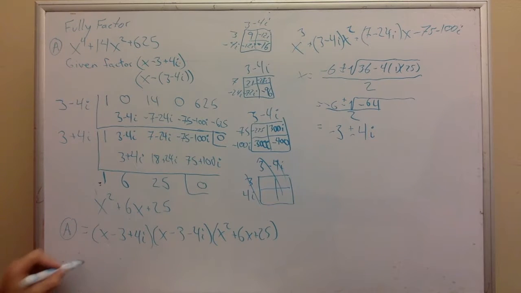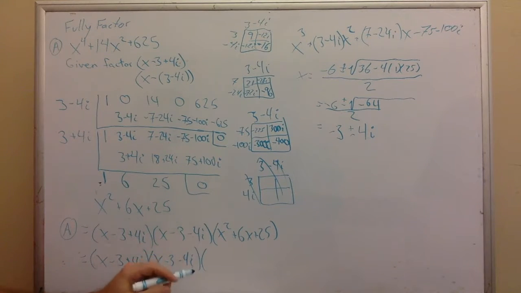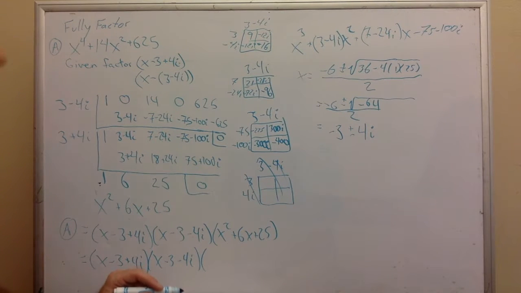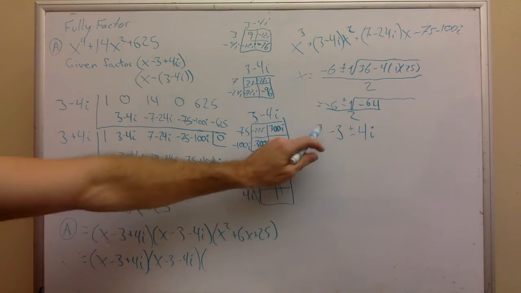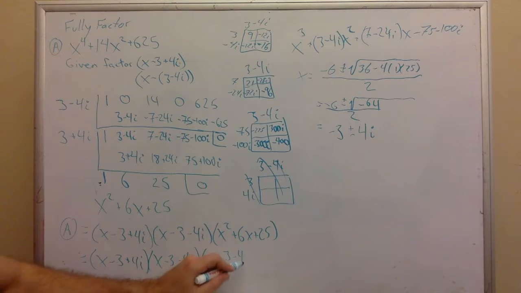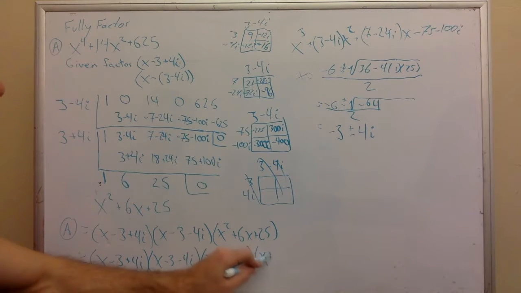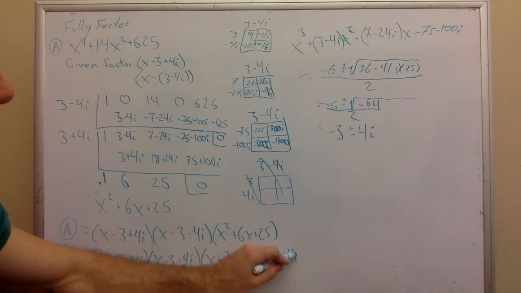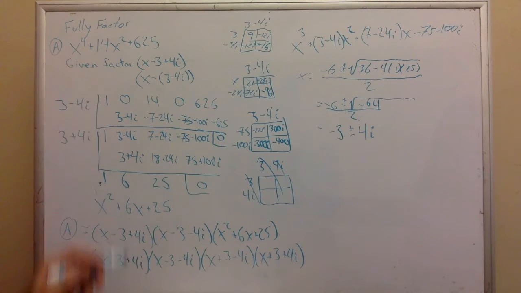Alright, so that tells me overall then I should get x minus 3 plus 4i times x minus 3 minus 4i times x, so it would be x minus these things, so that would mean x plus 3 minus 4i and x plus 3 plus 4i. And now I've fully factored this. Okay, so that was one method.